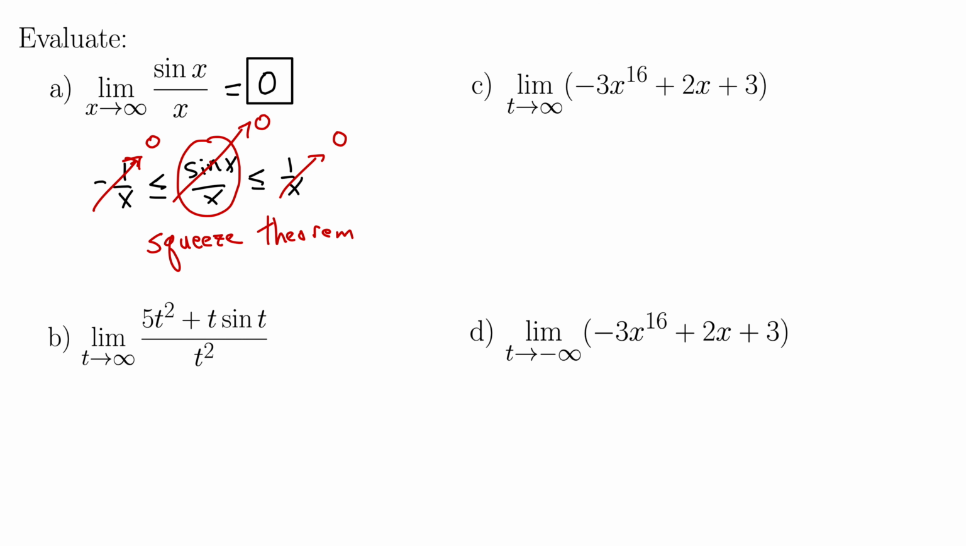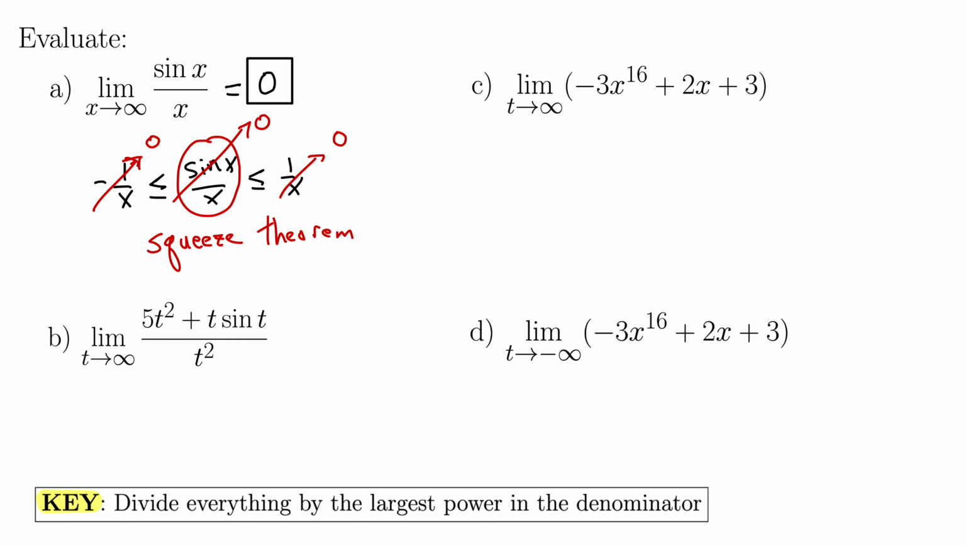We have the limit as t goes to infinity of the quantity 5t squared plus t sine t all over t squared. And there's one crucial key that's very useful in calculus for evaluating these limits at infinity. So here's the key. Divide everything by the largest power in the denominator. And we'll use this in various forms again and again as we evaluate these different limits at infinity. Okay, so what does that mean in this example?